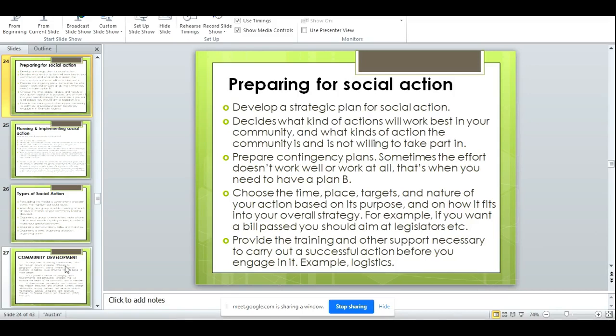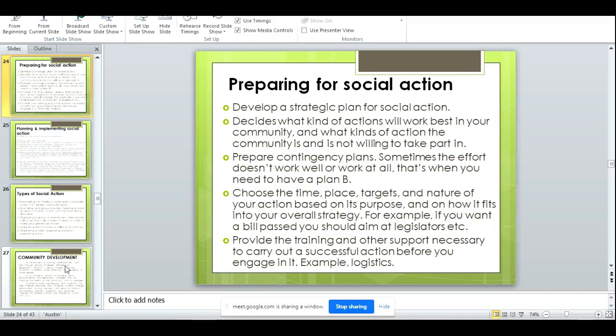Prepare a contingency plan. You have to have a plan B for when the effort doesn't work well or doesn't work at all, so that all your efforts do not go in vain and the people continue to suffer. Also, you want to choose the time, place, target, and nature of your action based on its purpose and on how it fits into your overall strategy. For example, if you want a bill passed, you should aim at legislators, so be purposeful about your social action.